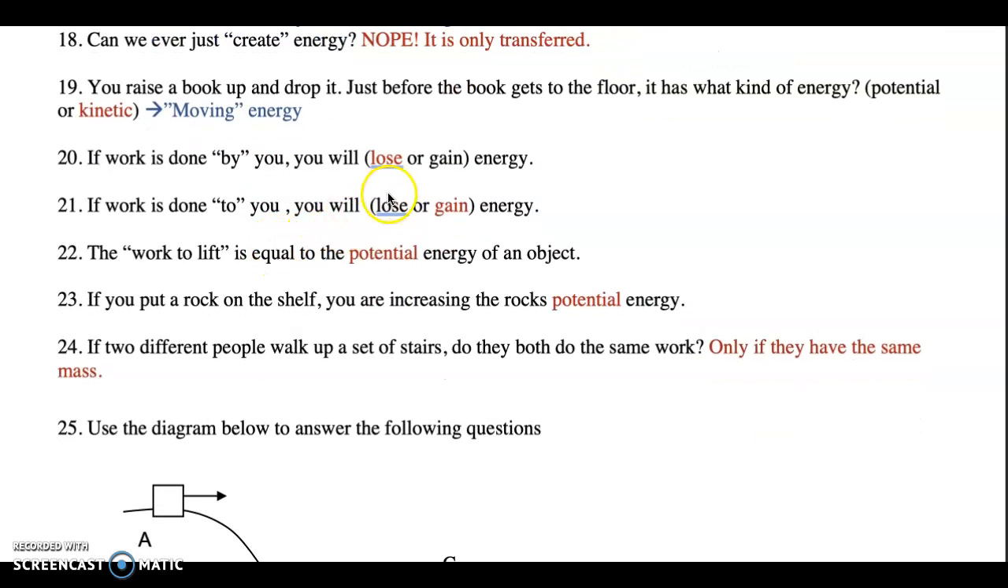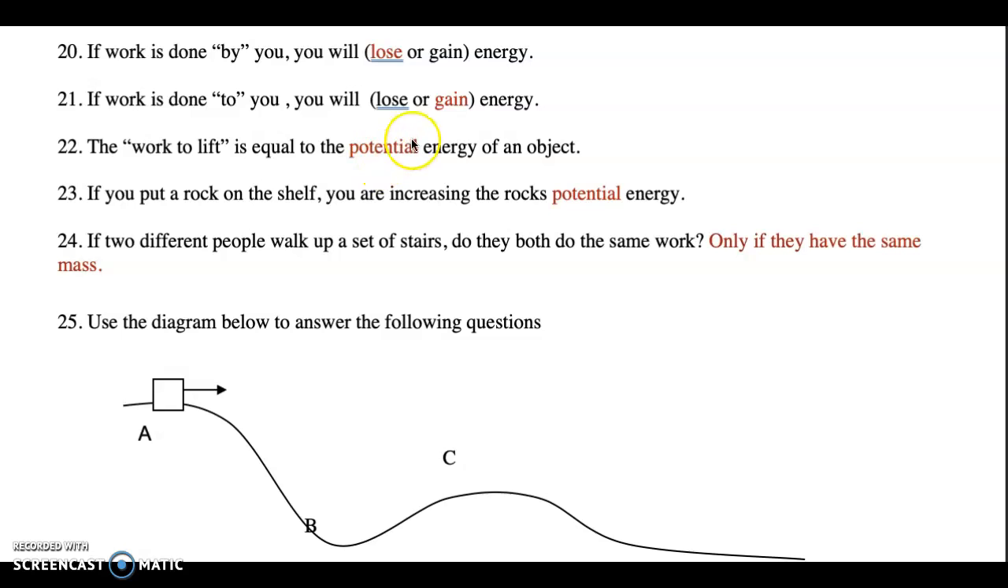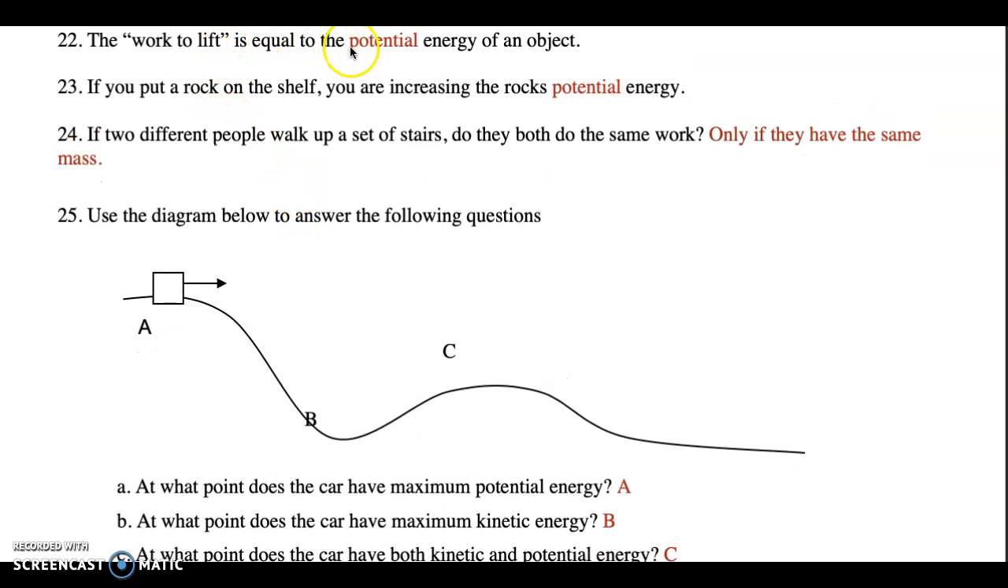So you raise a book and you drop it. Just before it hits the floor, what kind of energy is that? Kinetic, because it's moving. If work is done by you, I'm losing energy, I'm expending energy. If it's done to me, I'm gaining energy. Work to lift is equal to the potential energy of an object. If you put a rock on a shelf, you're increasing its potential energy. And this number 22, that's because, remember, those two equations, PE, mgh, and work is equal to force times distance, or mass times acceleration times distance.